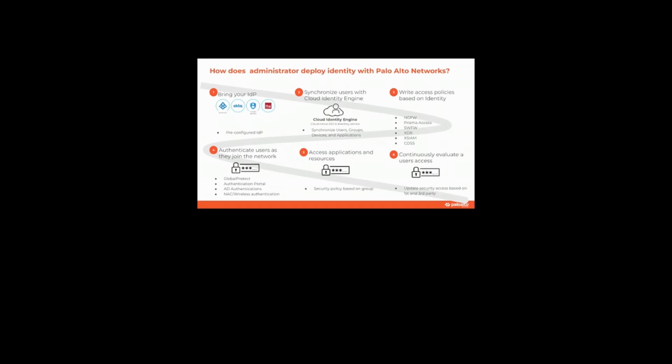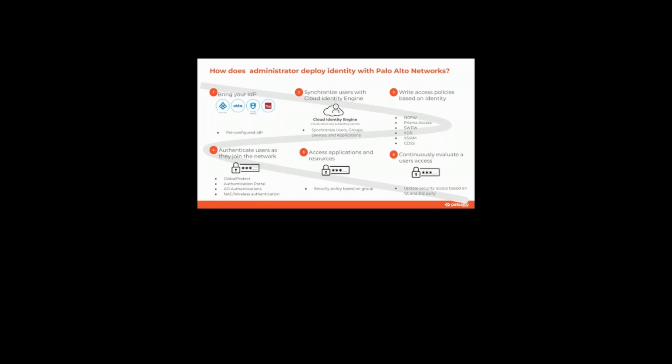Now that we have policies based on users, we're already a long way to ensuring zero trust. The next piece here is to authenticate those users as they're joining the network. GlobalProtect, our authentication portal, we can observe authentications occurring on your domain controllers.